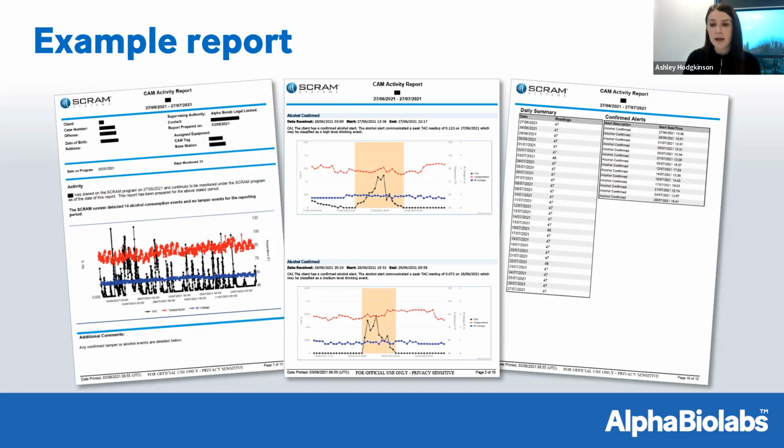And then on the back page, which you'll get regardless of the results, you will get your daily summary, which shows you that readings were taken on what dates. And then if there are any confirmed alerts, there is a little description of that as well, with the date and time that they happened on.